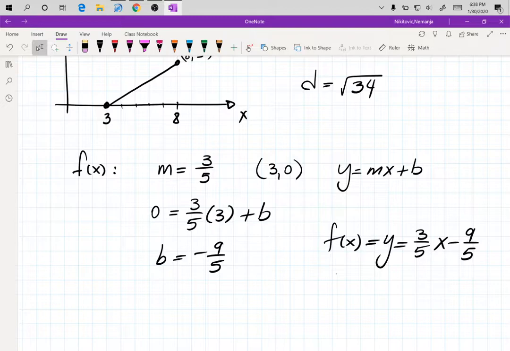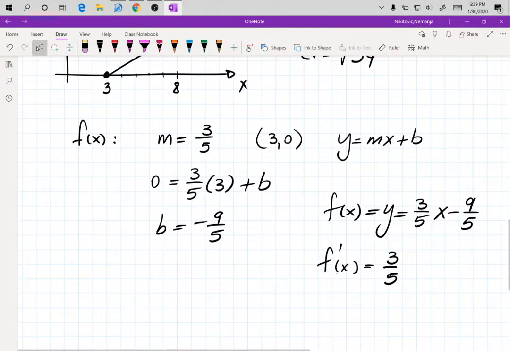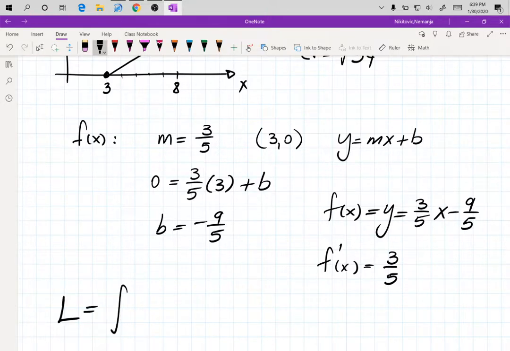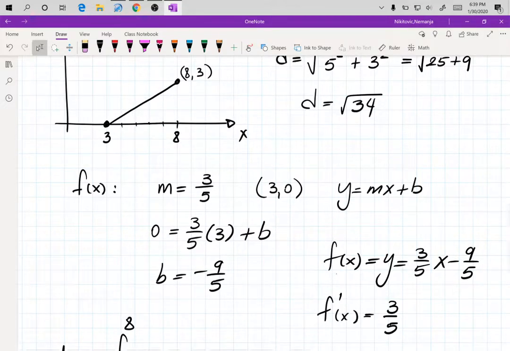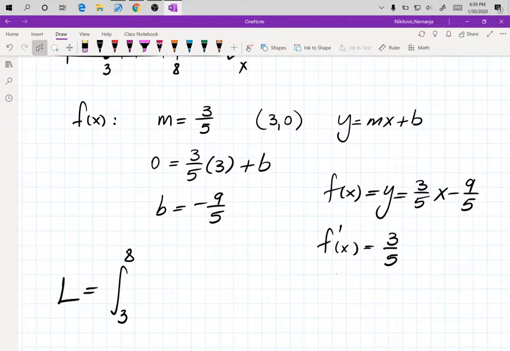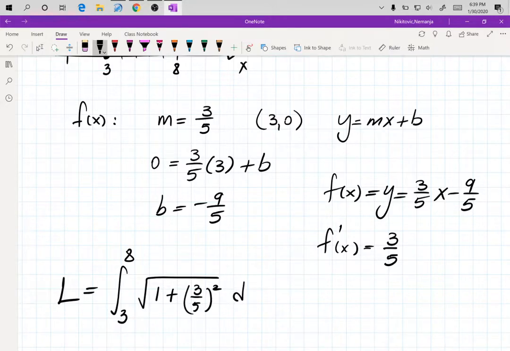Now I know that for the formula I need its derivative. So I need f prime of x. And that's just 3/5. So the length of the curve L is the integral from 3 to 8, because that's my a and b. My length of the curve is between 3 and 8, so those are my limits. Square root of 1 plus derivative squared. Well, that's 3/5 squared, and then I have dx.